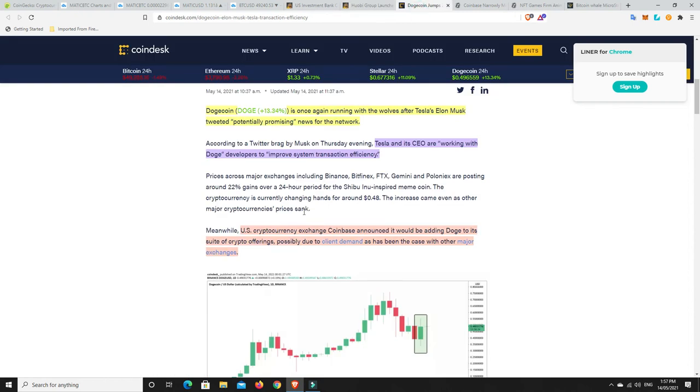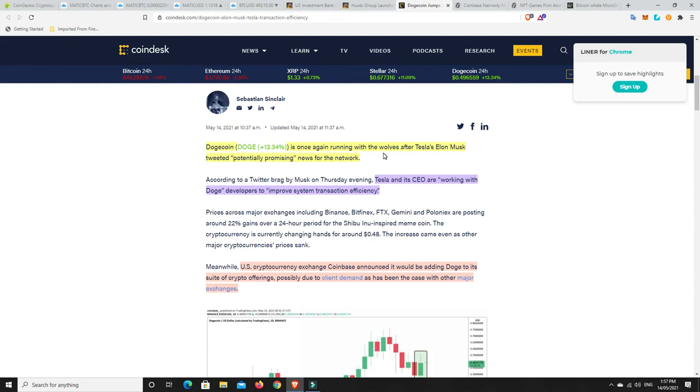All right, Dogecoin, good Lord. So Dogecoin is once again running with the wolves after Tesla's Elon Musk tweeted potentially promising news from the network. So Tesla and SpaceX CEO are working with Doge developers to improve system transaction efficiency. Now look, last I heard there weren't too many developers on Doge, but if I get information that lots more developers are heading to Doge, that might be enough for me to go, well, I guess I've just got to get in on Doge. Admit defeat, admit that I missed out on some of the really unbelievable gains. But if people start to develop on it, then I guess Doge is going to become a real thing. It looks like Elon's trying pretty hard to make that happen. But one of my biggest issues is there's a couple of really big whales with Doge. So I think at some stage they're most likely going to dump, and that'll really hammer the price.